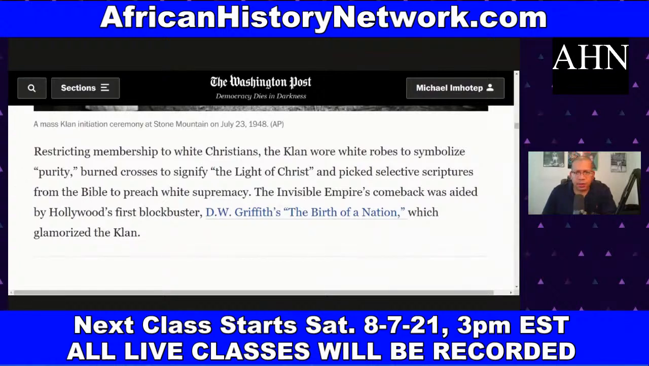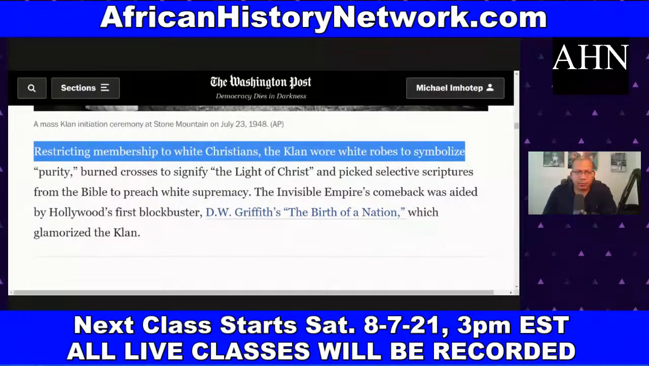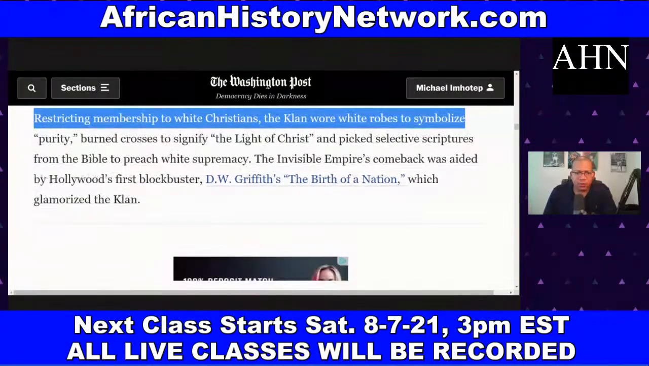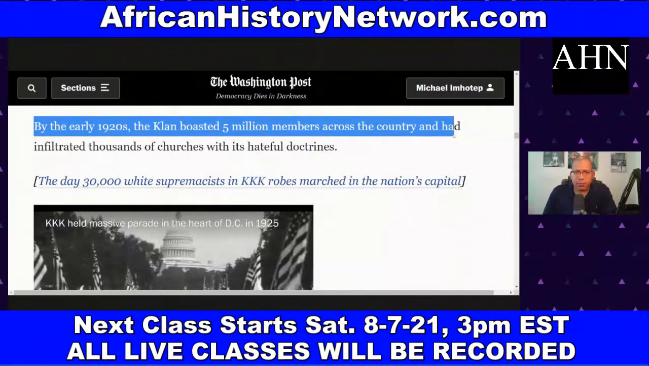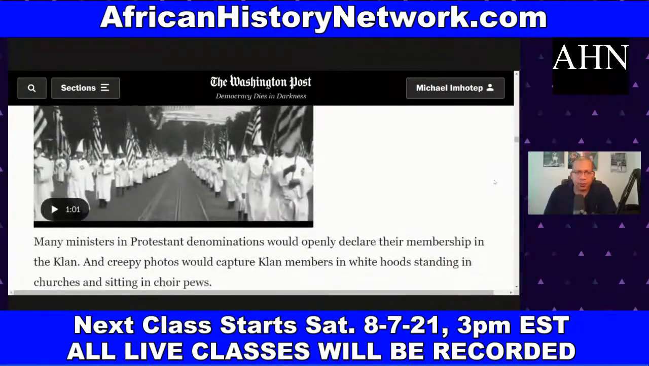Restricting membership to white Christians, the Klan wore white robes to symbolize purity, burned crosses to signify the light of Christ, and picked selective scriptures from the Bible to preach white supremacy. The invisible empire's comeback was aided by Hollywood's first blockbuster, D.W. Griffith's The Birth of a Nation, which glamorized the Ku Klux Klan. It rejuvenated the Klan. By the early 1920s, the Klan boasted 5 million members across the country and had infiltrated thousands of churches with its hateful doctrines.